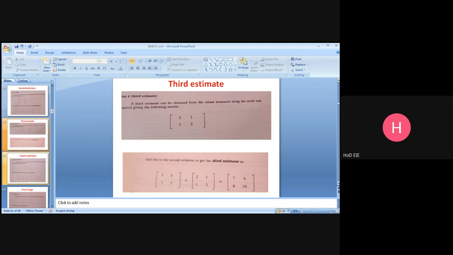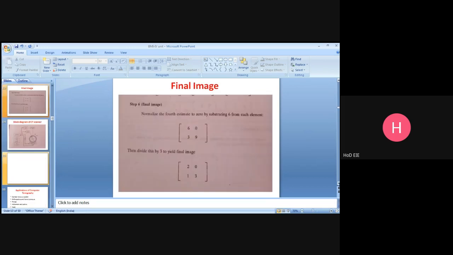You see here, fourth estimate. How are you calculating your fourth estimate? You can obtain the values here. As I told you, while calculating your third estimate, you have to take the values along your northeast diagonal.